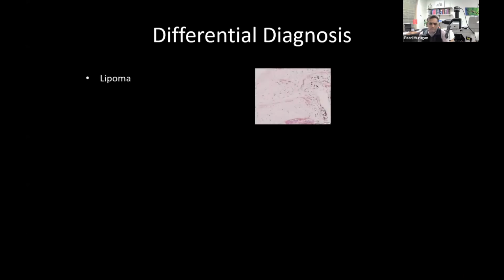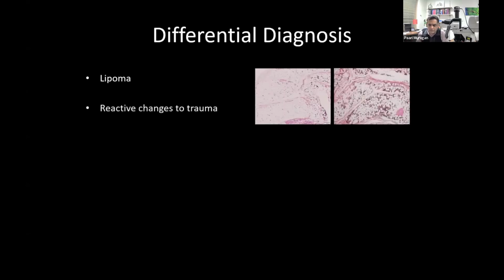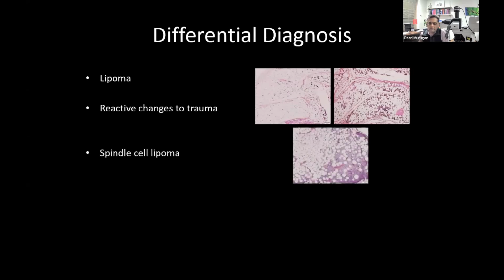So at this point, what are the differential diagnoses that we can consider? We start from the very simple things. Maybe it's just a lipoma. We did see mature fat. And what about the hemosiderin? Maybe the hemosiderin is just reactive changes to the trauma. Maybe the tumor bled. But how do we explain the other spindle cells and the myxoid areas? We know that spindle cell lipomas can have these myxoid areas and spindle cells. So maybe it's a spindle cell lipoma. However, it would be an unusual site for a spindle cell lipoma.